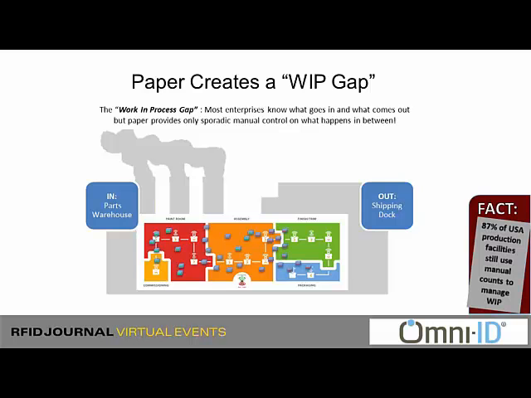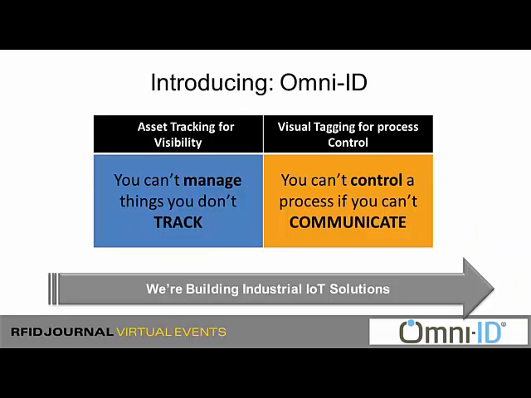flow within your factories. So I want to introduce you to two paradigms that we talk about at Omni-ID. And I think they're truisms that many of you are living, but they're certainly watchwords for us. For asset tracking and for visibility, one reason you're going to think about putting some kind of RFID system into your plant is that you want to start to have visibility into what's happening. You want to see what's on your plant floor. And there's a truism here that you can't manage things you don't track.